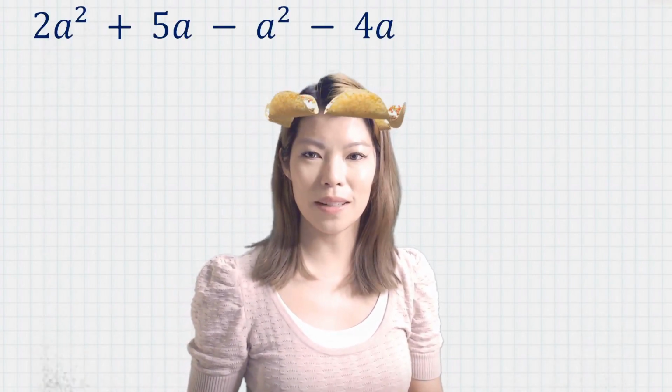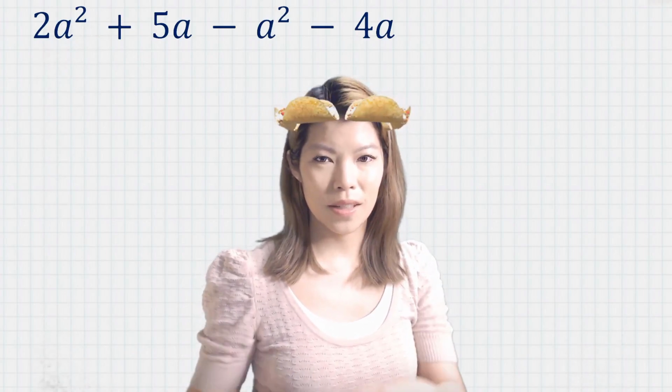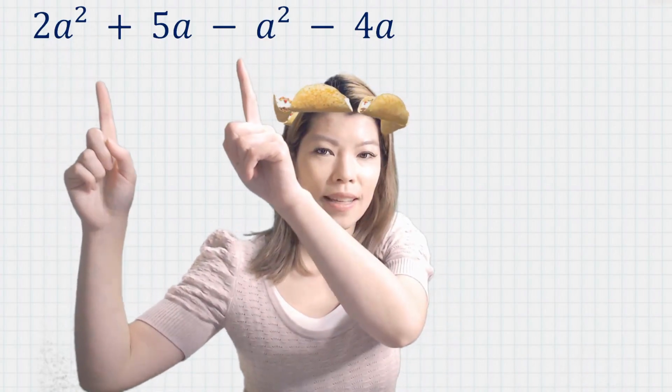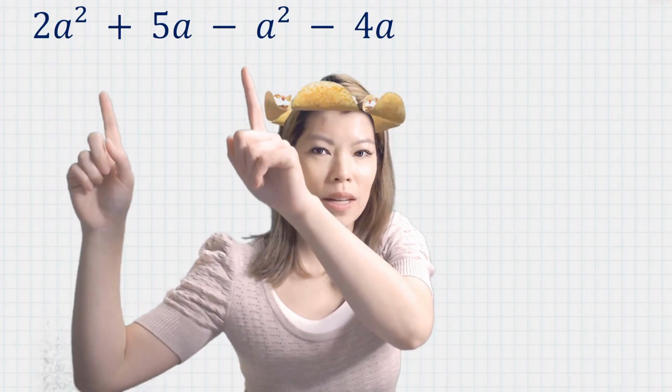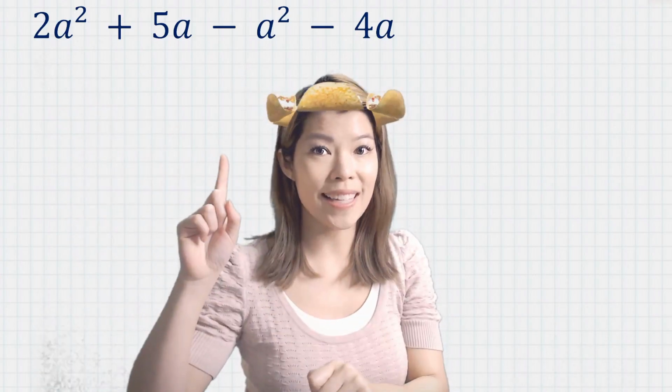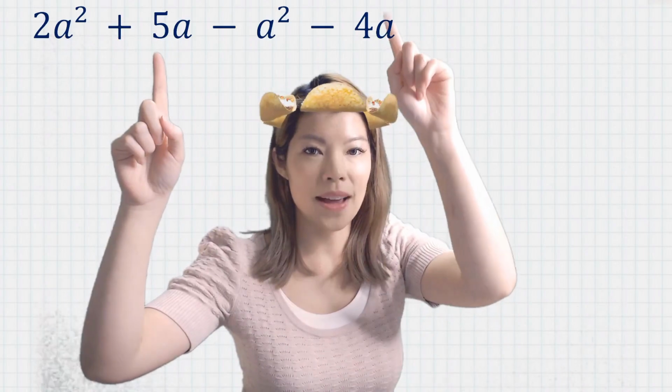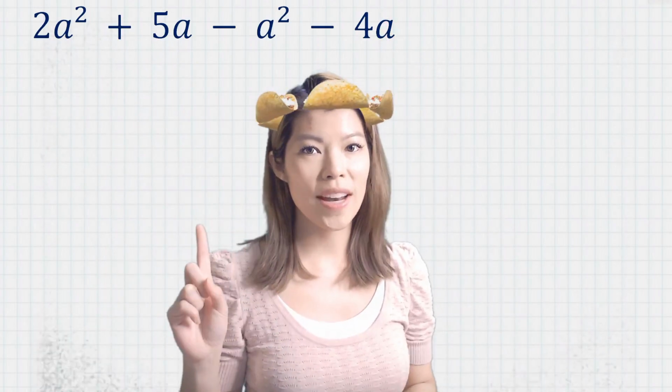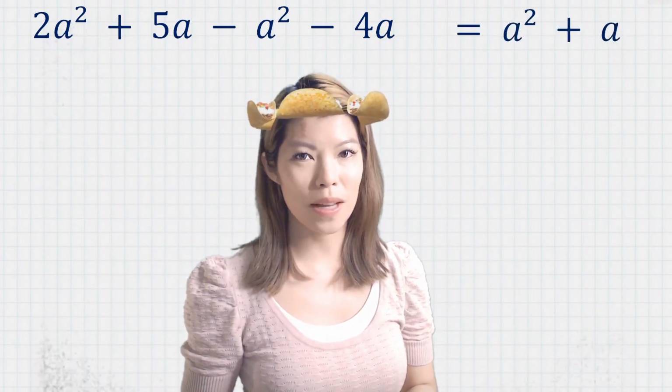Let's try this one. So we have 2a squared minus a squared. Those are like terms, so 2 minus 1 is 1a squared. Then 5a minus 4a gives us 1a. So that is a squared plus a.